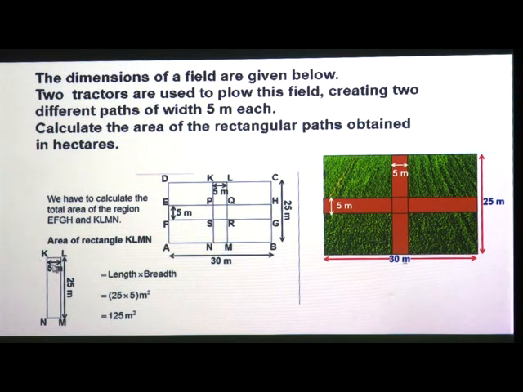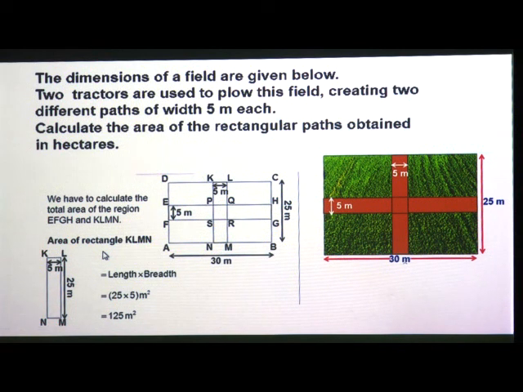That is KLMN, where the width is given to us as 5 meter and the length is given to us as 25 meter. I will show here, this is the width, 5 meter, and this is the length, running parallel to the BC. So it is 25, this will also be 25 meter. So, now you know the formula. The area of rectangle KLMN is equal to what? It is nothing but length into breadth.